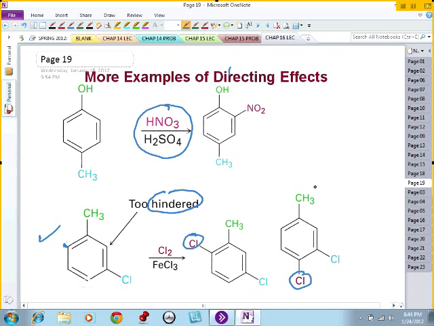Now, somebody asked a question earlier. How do you know which will be ortho-para directors and which will be meta directors? We do know that the meta directors are generally the deactivators, right? And the ortho-para directors are generally activators or moderately deactivators.